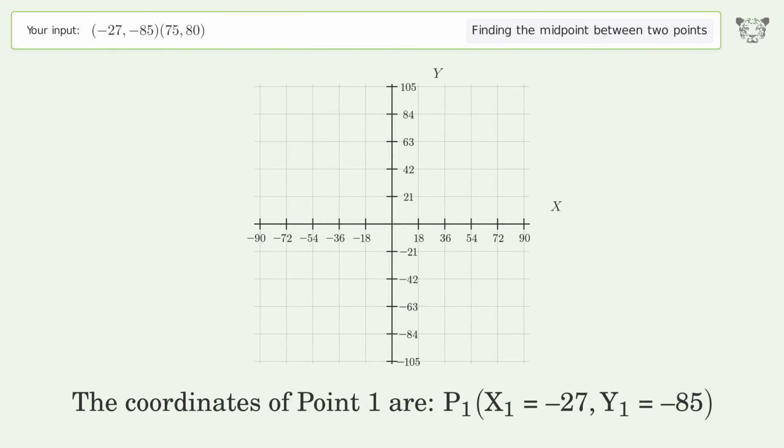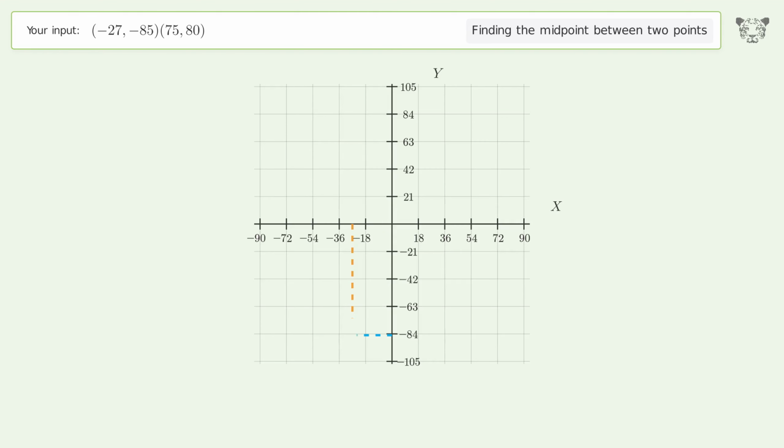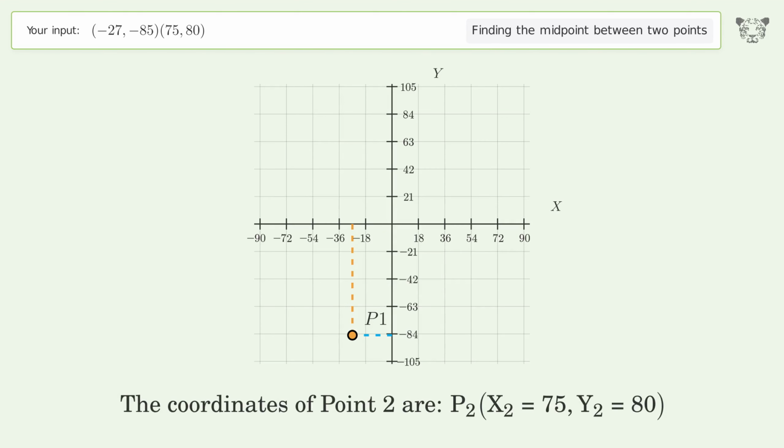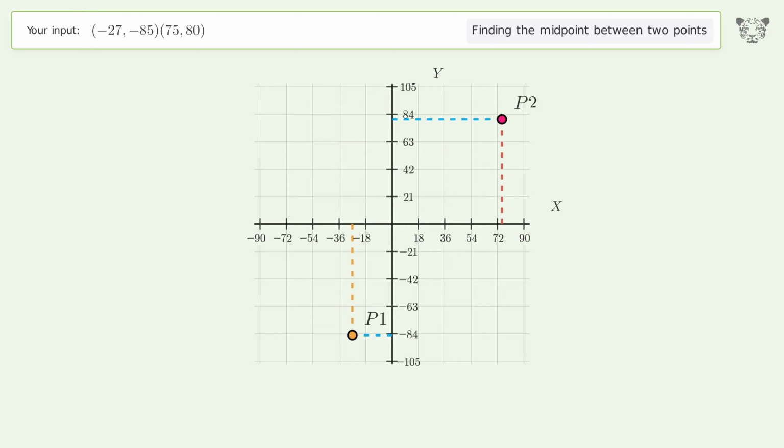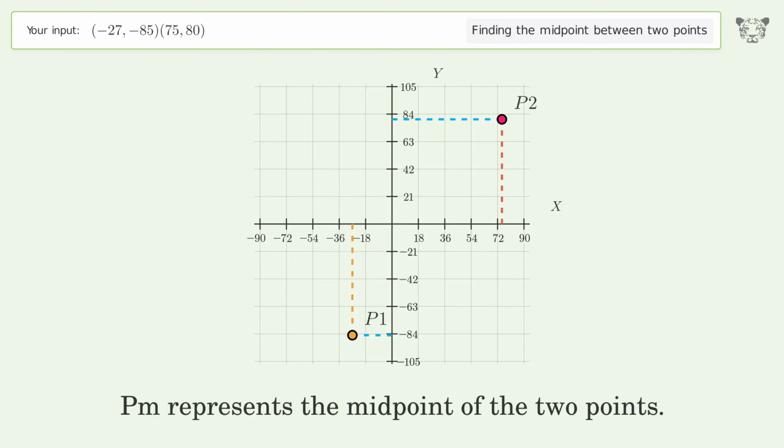The coordinates of point 1 are x1 equals negative 27, y1 equals negative 85. The coordinates of point 2 are x2 equals 75, y2 equals 80. PM represents the midpoint of the 2 points.